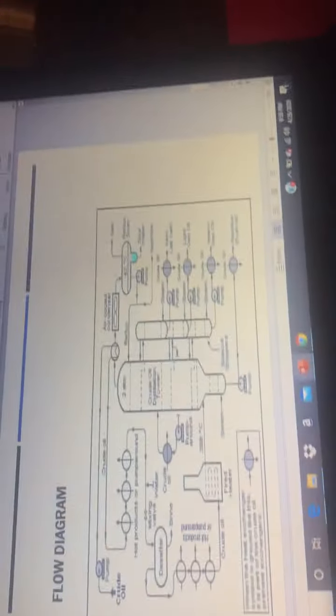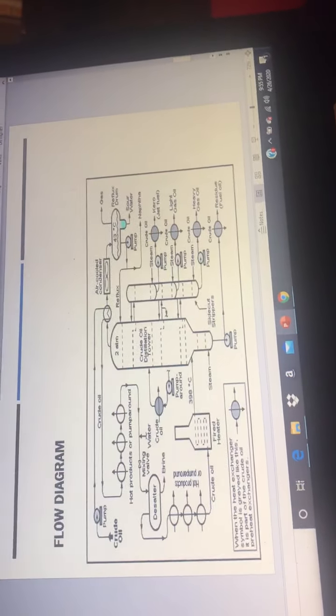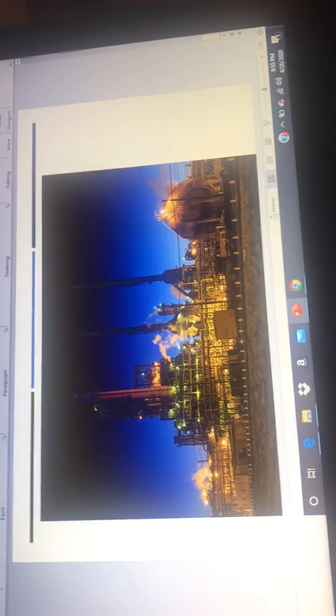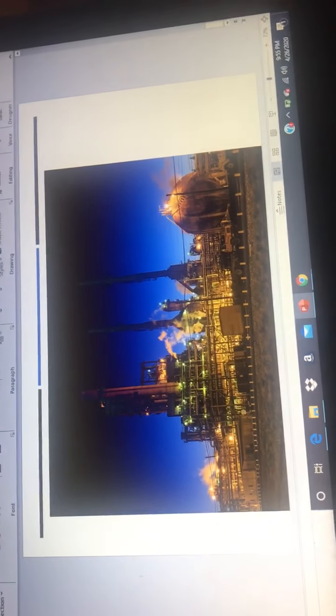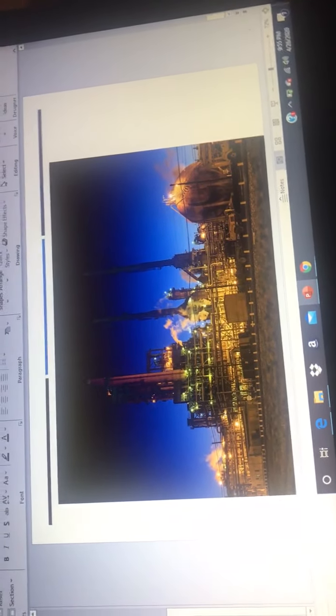Here's a diagram. Here's another picture of a refinery, and that concludes my presentation.